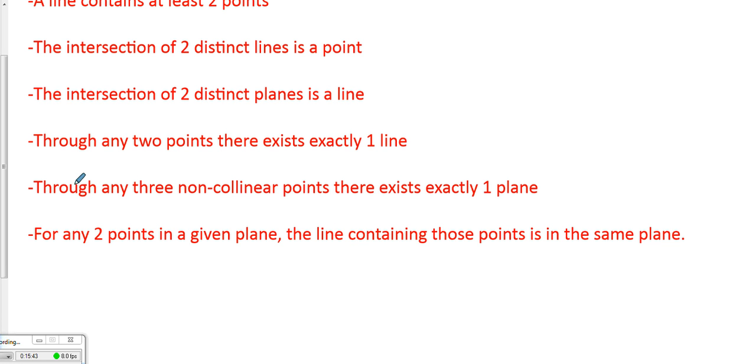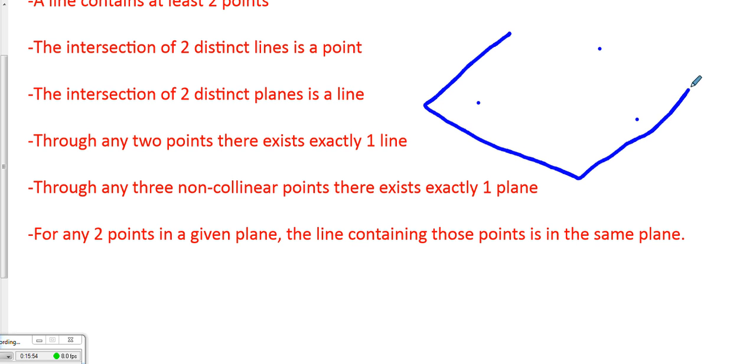And let's see, for any 3 non-collinear points, there exists exactly one plane. So again, 1, 2, 3 different points. There's really only one sheet of paper that I could put, oops, I covered up that one, that I could put that would touch, just touch, not really go through. It just has to touch these 3.